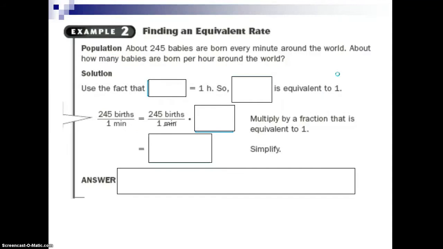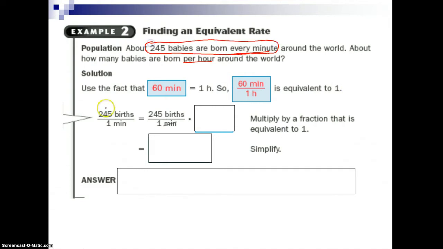In example 2, we're going to find an equivalent rate. About 245 babies are born every minute around the world. It's going to be important that we know about the minutes. About how many babies are born per hour? We're going to use the fact that 60 minutes are in 1 hour. So 60 minutes over 1 hour is equivalent to 1. Here's our rate. 245 babies are born every minute. So 245 births to 1 minute.